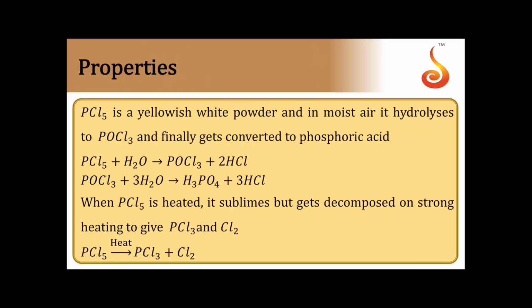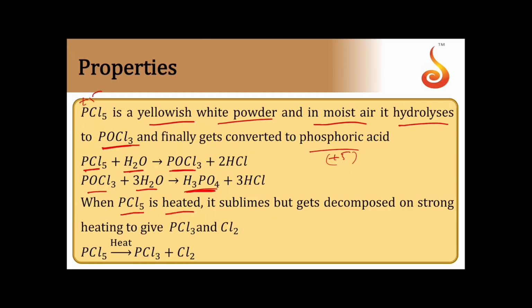Now its properties. PCl5 is a yellowish white powder, and in moist air it hydrolyzes to POCl3 first and finally changes into phosphoric acid. Phosphoric acid has the +5 oxidation state and PCl5 also has +5, so during hydrolysis the state remains the same. First PCl5 with water forms POCl3. Again, with excess water, POCl3 changes into H3PO4, so PCl5 finally becomes H3PO4.